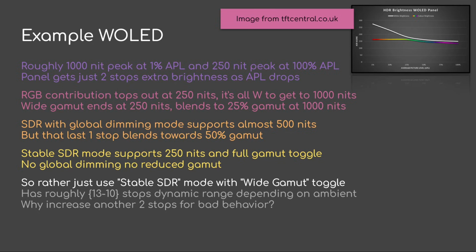So personally, I'd rather use the stable SDR mode with the wide gamut toggle. This has roughly 13 to 10 stops of dynamic range, depending on the ambient level in the room. Why would I increase another 2 stops when I have to accept such bad behavior?